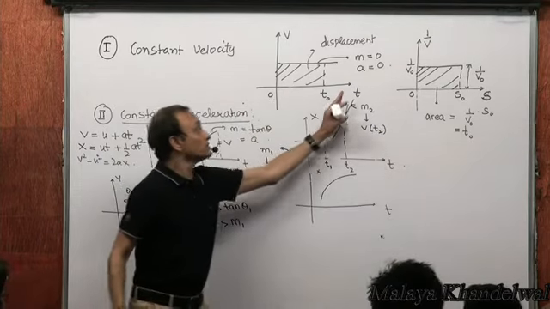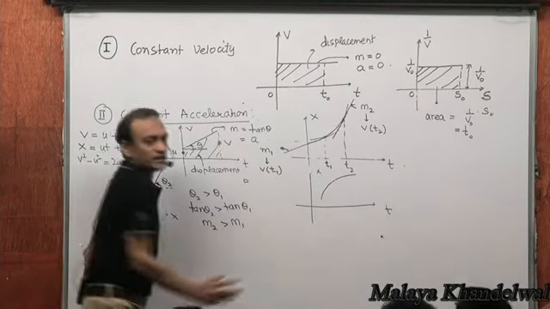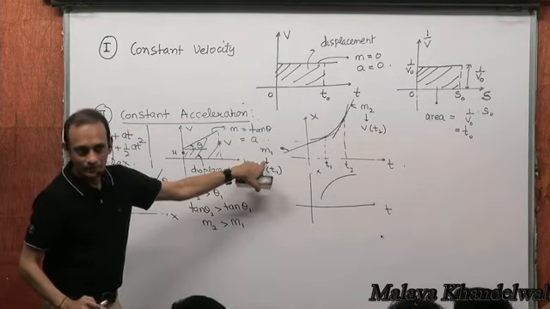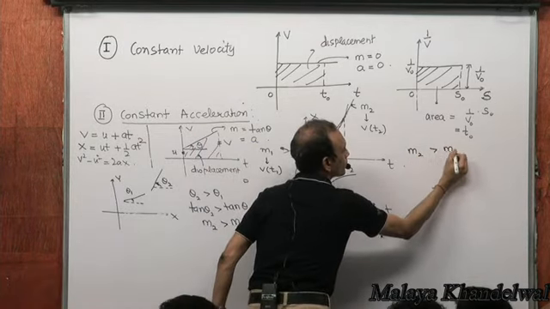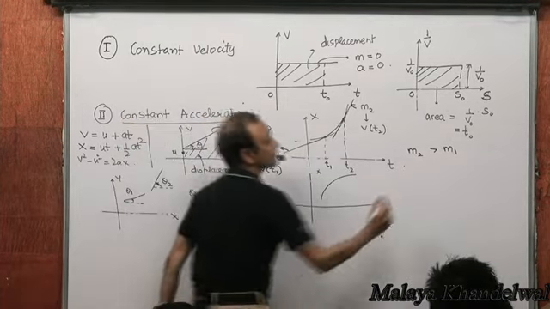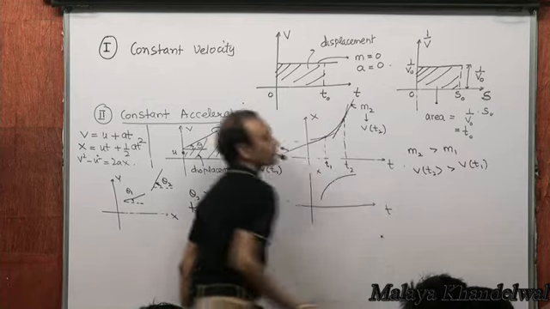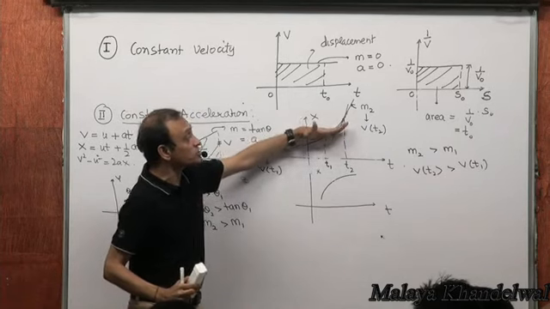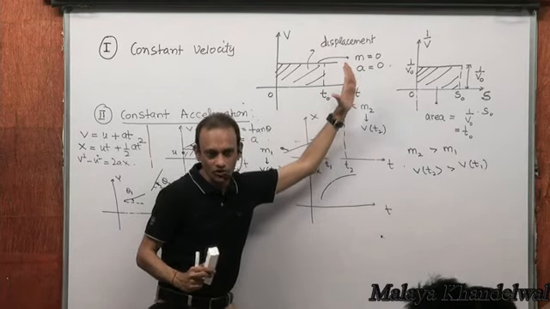As you can see, the tangent at t2 is more vertical than the tangent at t1. Do you see that? So m2 is more than m1, isn't it? In this graph, m2 is more than m1. That means velocity at t2 is more than velocity at t1. Yes or no? That means this is a graph in which the velocity is constantly increasing. Yes or no? Right?